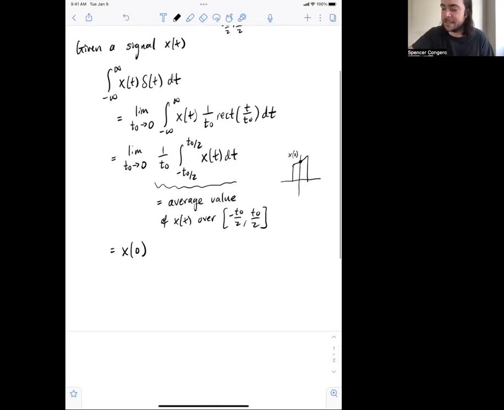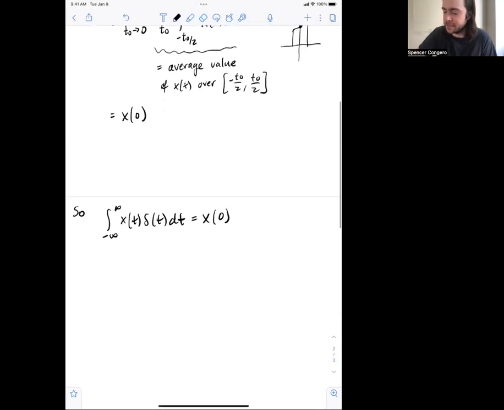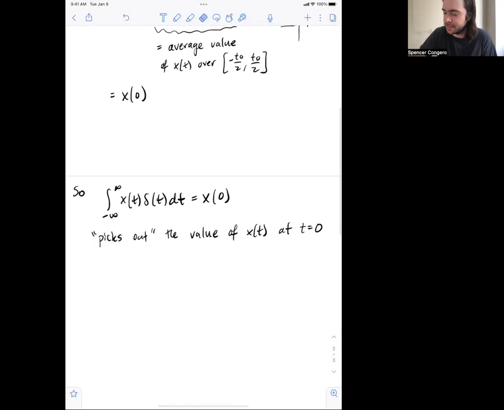Okay, so that's interesting: when we integrate x of t times the delta function, it picks out the value when t equals 0. So let me just write that because that's really important. Okay, so this integral equals x at the value t equals 0. So what does this integral do? It picks out, as we like to say, the value of x of t at t equals 0. Okay, and what does this also show?